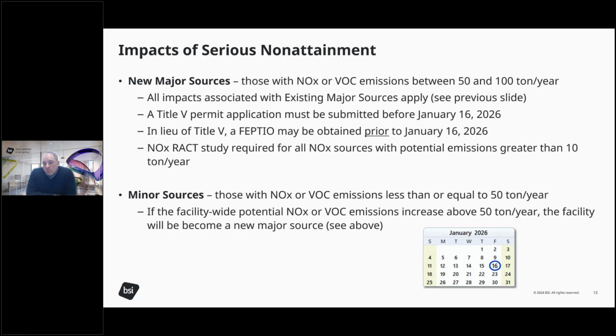Additionally, a NOx RAC study will be required for all NOx sources at the facility, other than the boilers, gas turbines, and internal combustion engines, with potential emissions greater than 10 tons per year. I'll provide a little bit more information on that in a second. For minor sources, so those with NOx or VOC emissions less than or equal to 50 tons per year, there's really no immediate impact to the facility unless you are planning a project that could increase your emissions to 50 tons per year or more. And then in that case, you would become a major source and all the requirements I just described would apply.